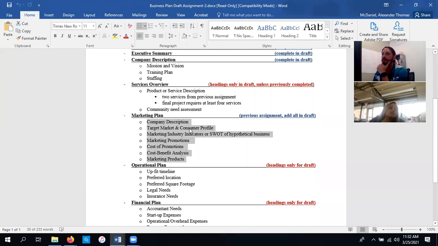Because these become a lot thicker and will be multiple pages of information. Okay. Yeah, because a bank wants to see the number of people in your target market and how you're going to target them. Mhm.